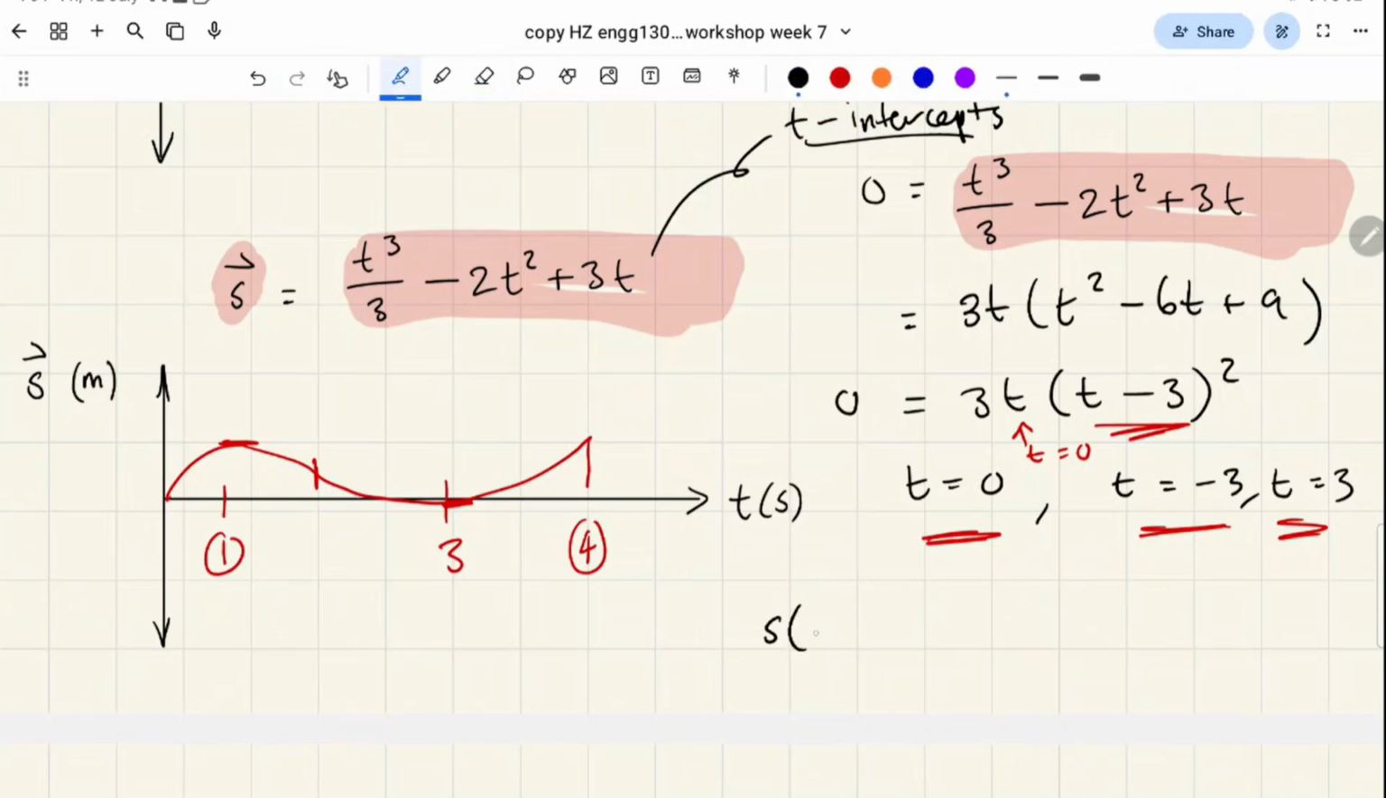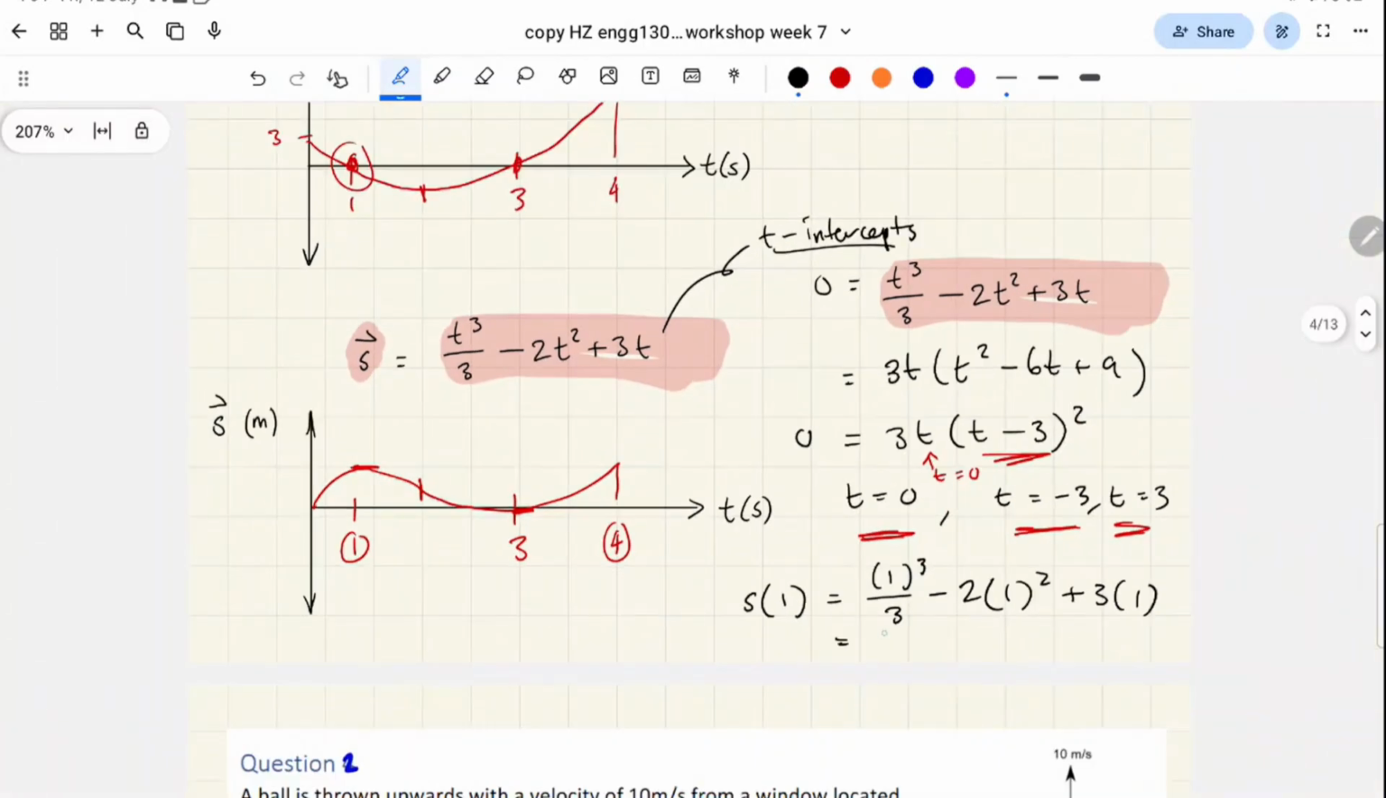So when we plug in 1, time is equal to 1. It'll look like this. When you solve for all that, you get 1.33 meters. So that value here is 1.33 meters.